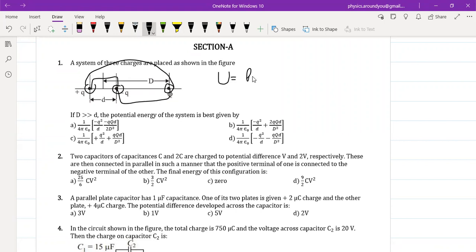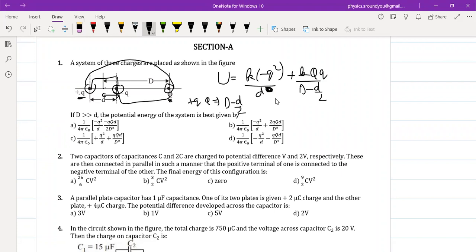So overall potential energy would be K times minus q square by d square, and then the distance between plus q and q, how much would that be? This whole distance is D, whereas I can say this distance is d by 2. So between plus q and q, the distance is capital D minus d by 2. So their contribution would be plus k q q by D minus d by 2. We should not have put a square here because it's potential energy, it's a linear term.